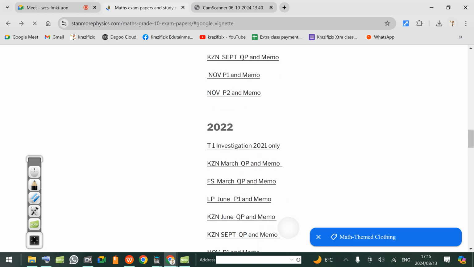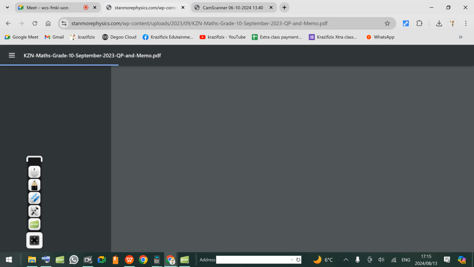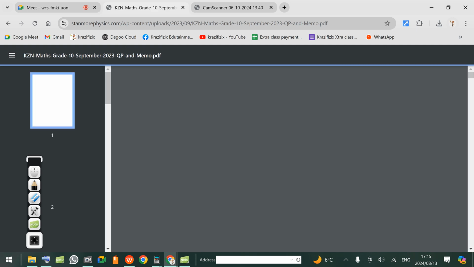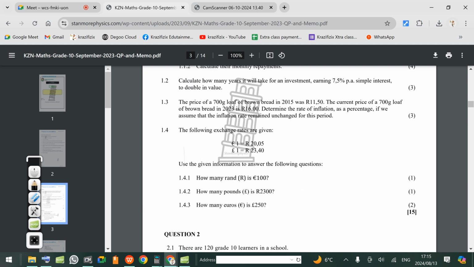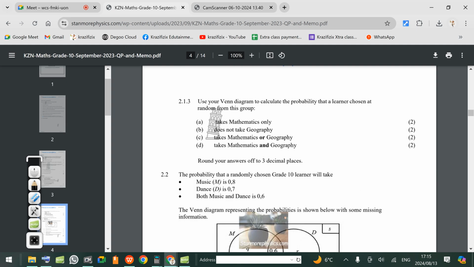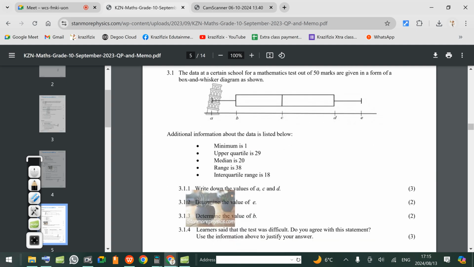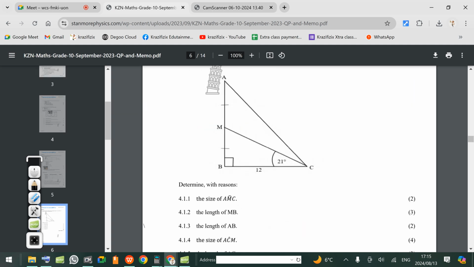We're just searching for a term 3, any term 3. September could work. This is last year's paper, 2023. We're just searching for the trigonometry here. Oh, for those of you doing finance, we should be up with finance soon once we get to start. Okay, this is our start that we're doing.